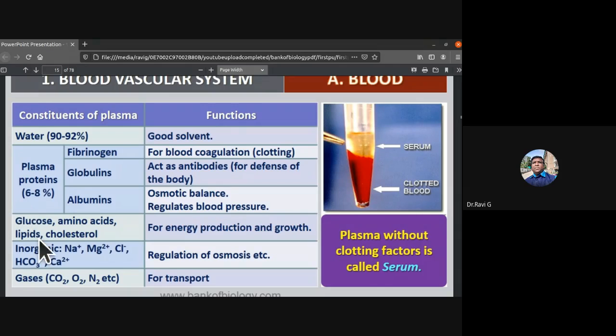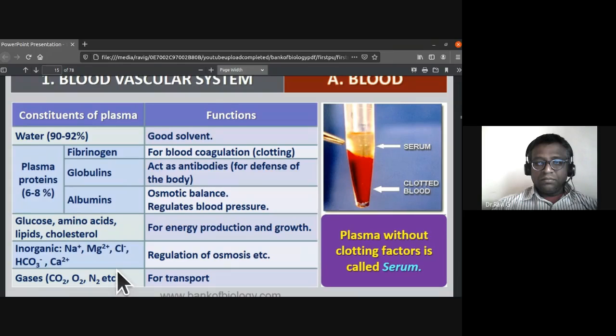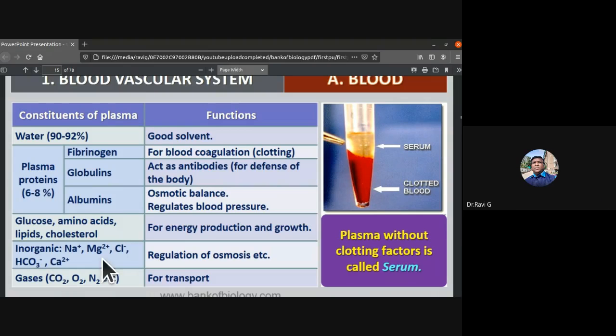The plasma also contains glucose, amino acids, lipids, and cholesterol for energy production and growth. You know that the blood carries the nutrients, so the nutrients will be here in the plasma. The inorganic ions like sodium ion, magnesium ion, chlorine ion, bicarbonate, and calcium are all carried by the plasma. They help in the regulation of osmosis. They also have diffused gases like carbon dioxide, oxygen, nitrogen, etc. for transportation.